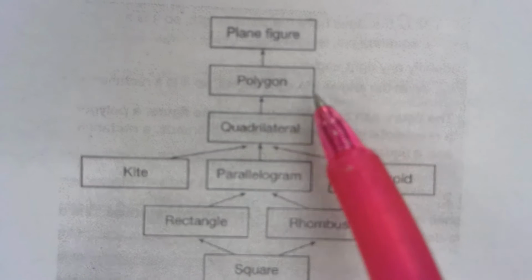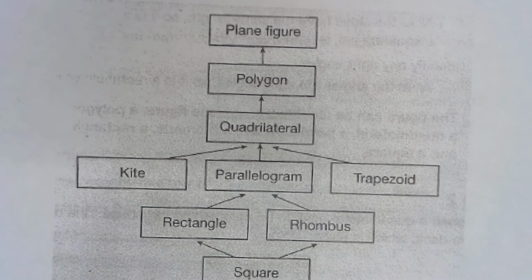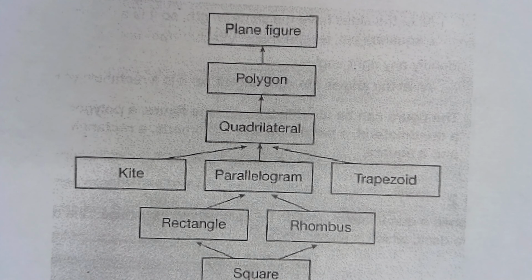That's what a polygon is. A plane figure is a two-dimensional figure, right? And then some two-dimensional figures are polygons. That's why polygon is underneath plane figure. A polygon is a plane figure, but it's built of straight sides, it's closed, and it's two-dimensional. Now, there's different types of polygons.